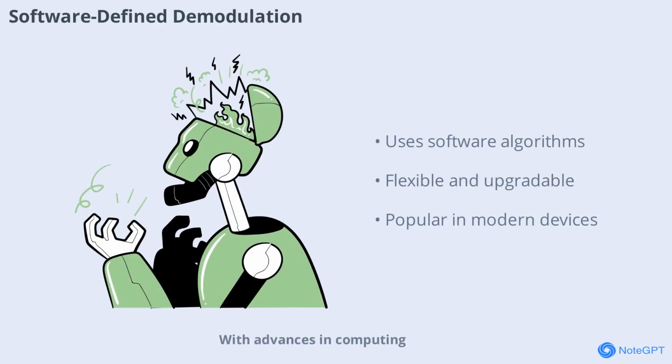With advances in computing, software-defined demodulation has become increasingly popular. Instead of relying solely on hardware, these systems use software algorithms to demodulate signals. This approach offers flexibility, allowing updates and improvements without changing physical components. Software-defined demodulation is widely used in modern radios, communication devices, and research applications.